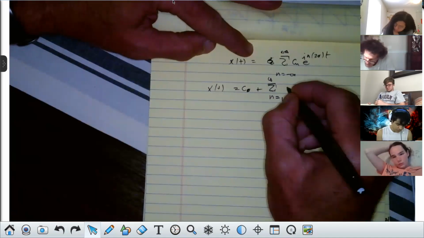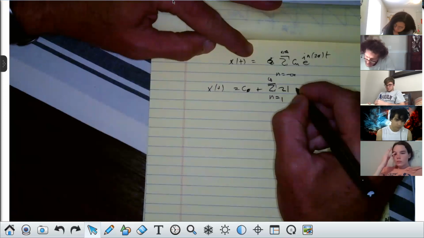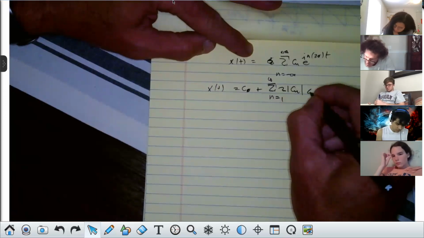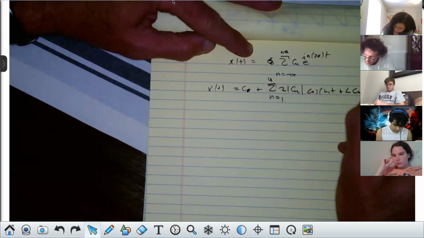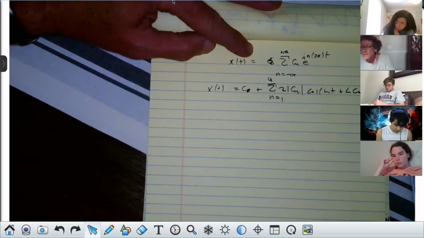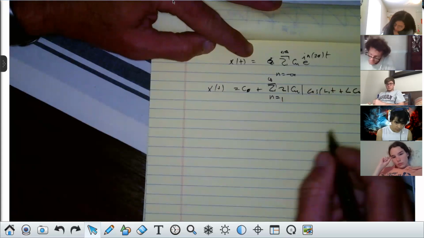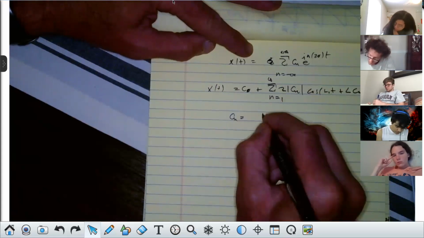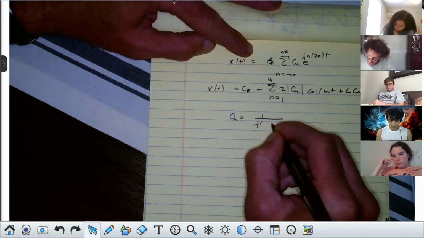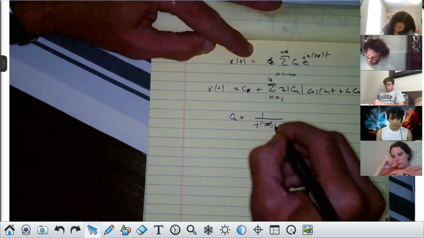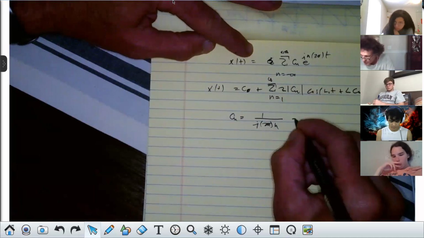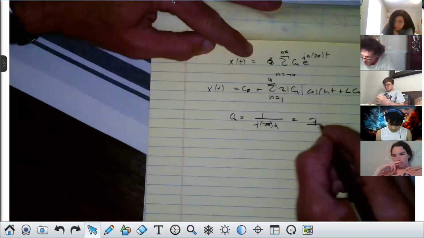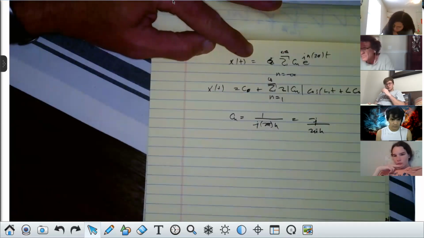Of what? 2 times the magnitude of C of n times cosine of omega naught t plus the phase angle of C of n. Do you all agree with that? Now, we know what C of n is, right? It's equal to 1 over j, and omega naught is 2 pi, times n, correct? That could also be rendered as minus j over 2 pi n, correct?